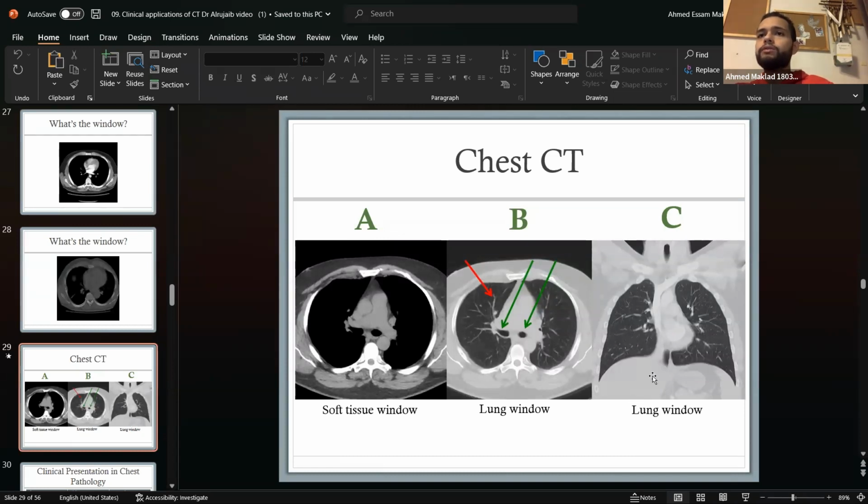What is this view called, guys? Axial, coronal, what do you guys think this is? What is this called? This is a coronal window, and these are axial windows. This is a coronal view, and this is an axial view, right?